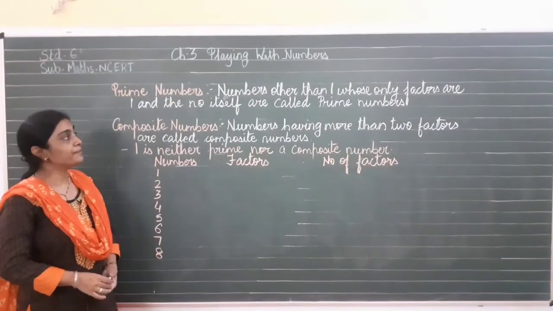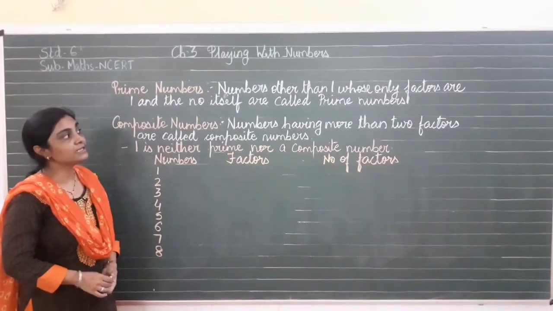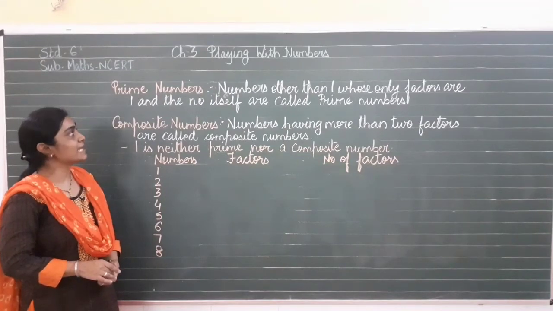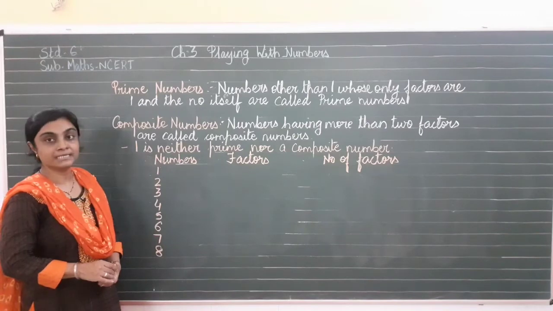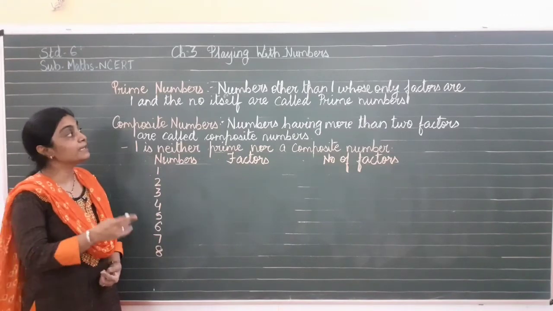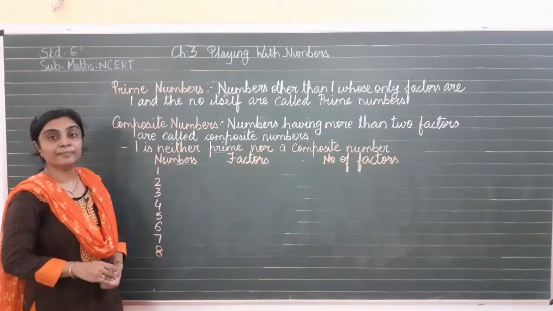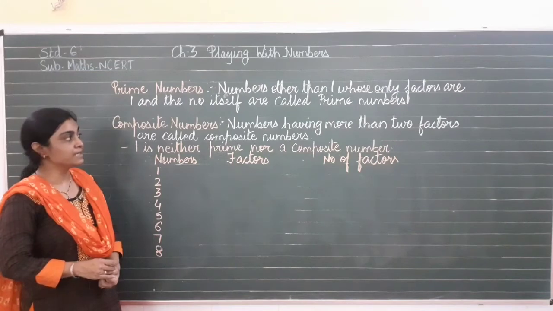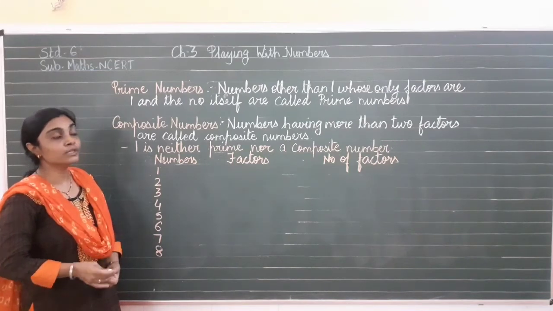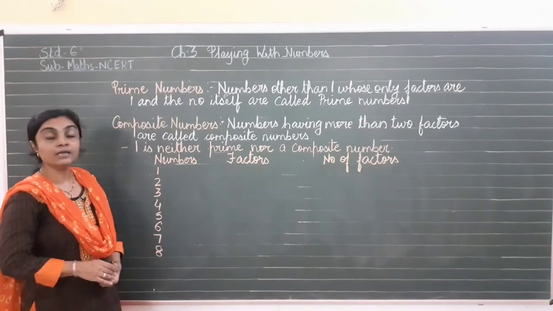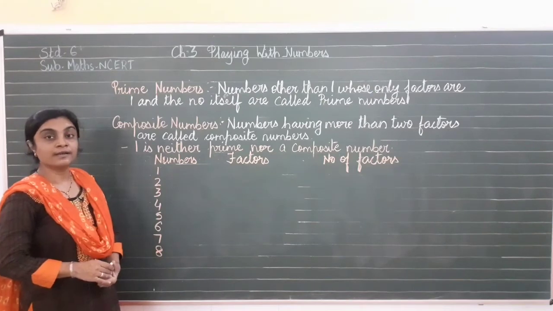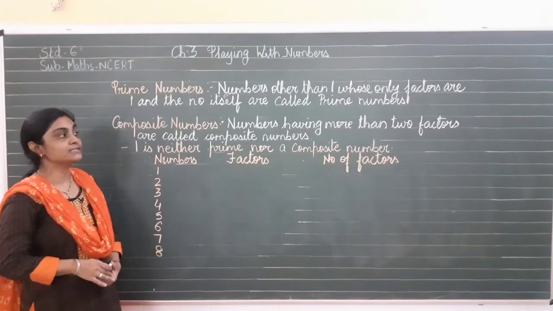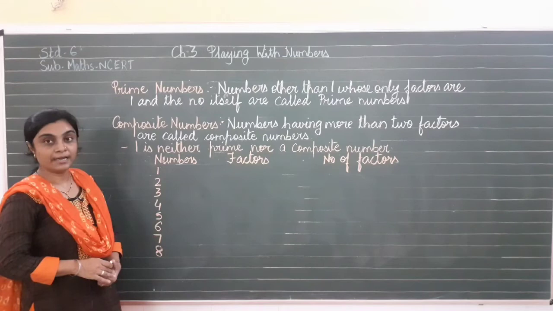Now let us see prime numbers. Numbers other than 1 whose only factors are 1 and the number itself are called prime numbers. That means if the numbers have only 2 factors, 1 and the number itself, they are called prime numbers. Now let us see what are composite numbers. Numbers having more than 2 factors are called composite numbers. So numbers which have more than 2 factors are called composite numbers.